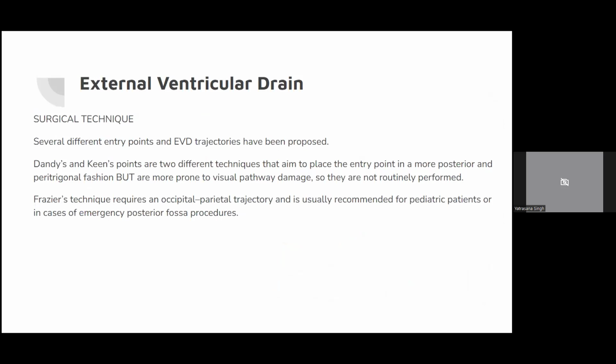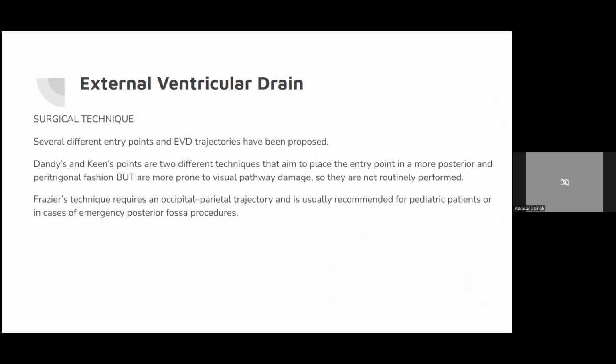In terms of the surgical technique, several different entry points and trajectories have been proposed. Dandy's and Keen's points are two different techniques that aim to place the entry point into a more posterior and peritrigonal fashion. But these are likely to cause visual pathway damage, so they are not routinely performed anymore.